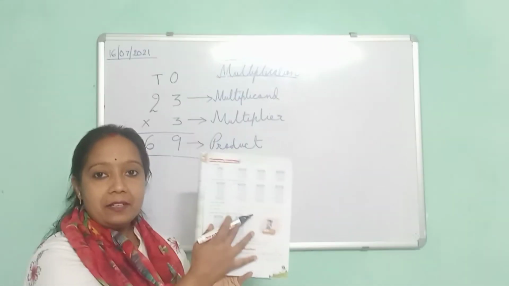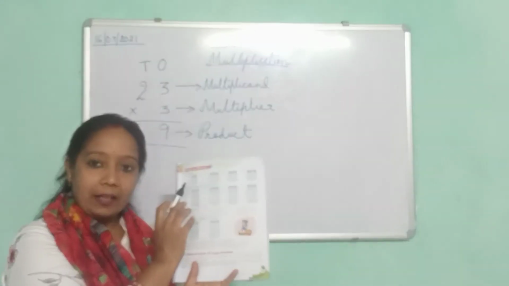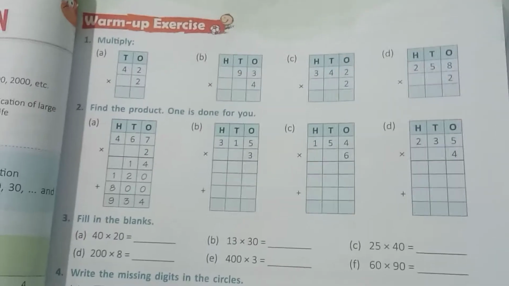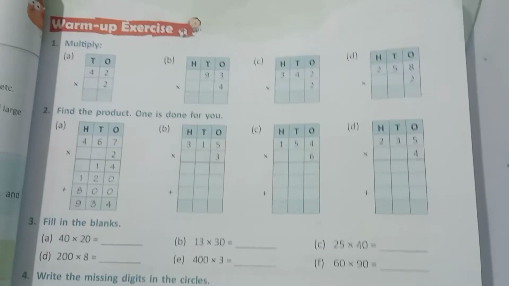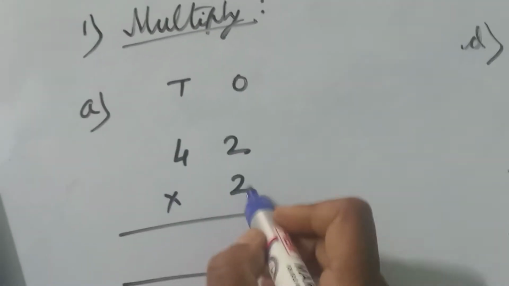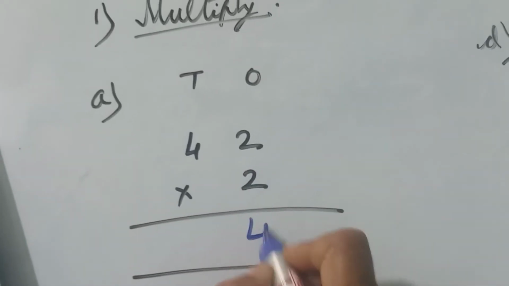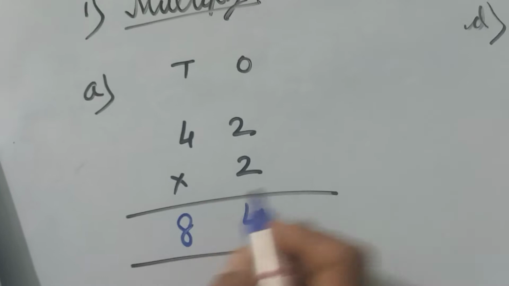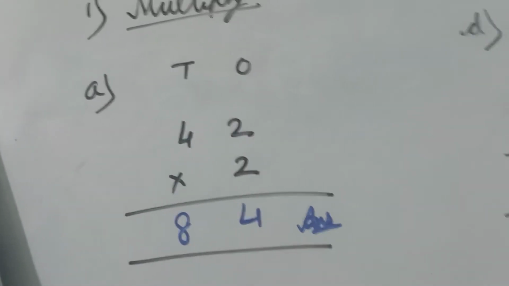Open this page and we will continue. We will start our question number 1. Okay? So children, in warm-up exercise, first question you have to multiply this 42 and 2. Okay? Let's do it children. Here you will read the table of 2 times. So 2 2s are 4. Right here 4. 2 4s are 8. 84. Answer is 84.